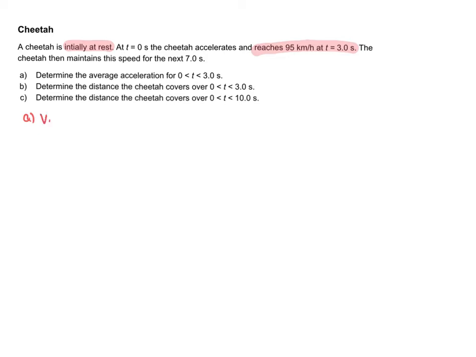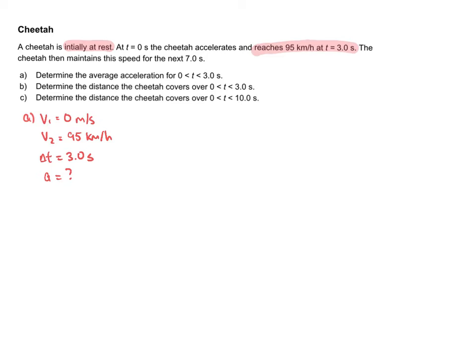So V1 will be 0 because it's at rest at the start. V2 will be 95 kilometers per hour. And the time, delta t, well, it's from 0 to 3 seconds, so that's going to be a time of 3.0 seconds. So the first thing I'm going to do is some kind of unit conversion so that the units are matching for everything in my given list here. I've got kilometers and hours and meters and seconds. So you want that all to be consistent.